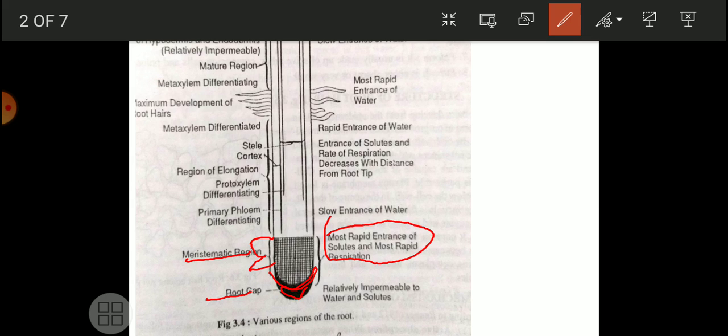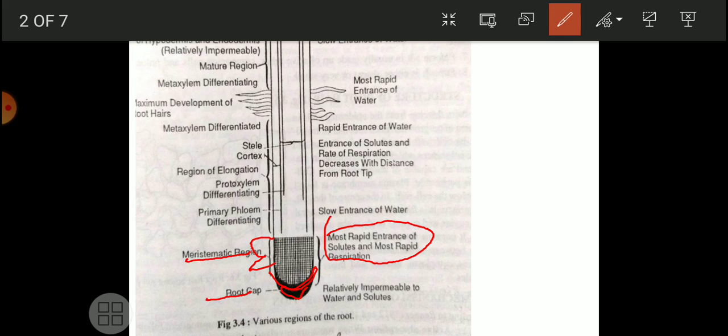Now this meristematic region is also known for the most rapid entrance of solute and most rapid respiration, isn't it? This role is played by this meristematic region, which is next to the root cap. So we know that energy is required for the absorption of water, and that energy is generated here. That energy is utilized at the time of absorption of water and minerals also.